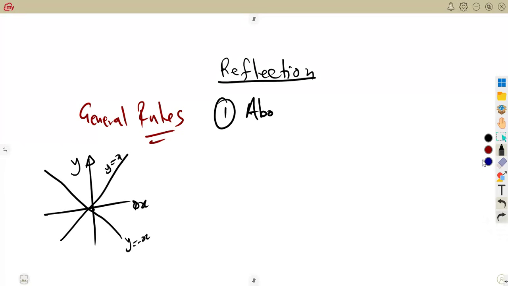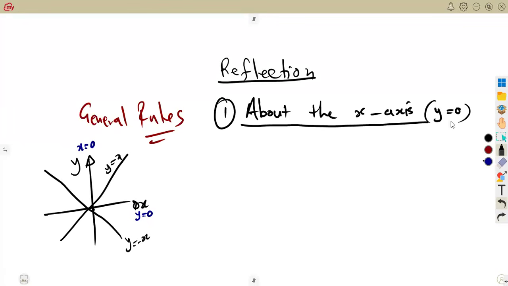Remember the x-axis, the equation of the x-axis, I said it is what? Y is equal to 0. The y-axis, its equation, I said is what? X is equal to 0. So about the x-axis, you are considering the line y is equal to 0. This is what I want you to note, guys, because of time.